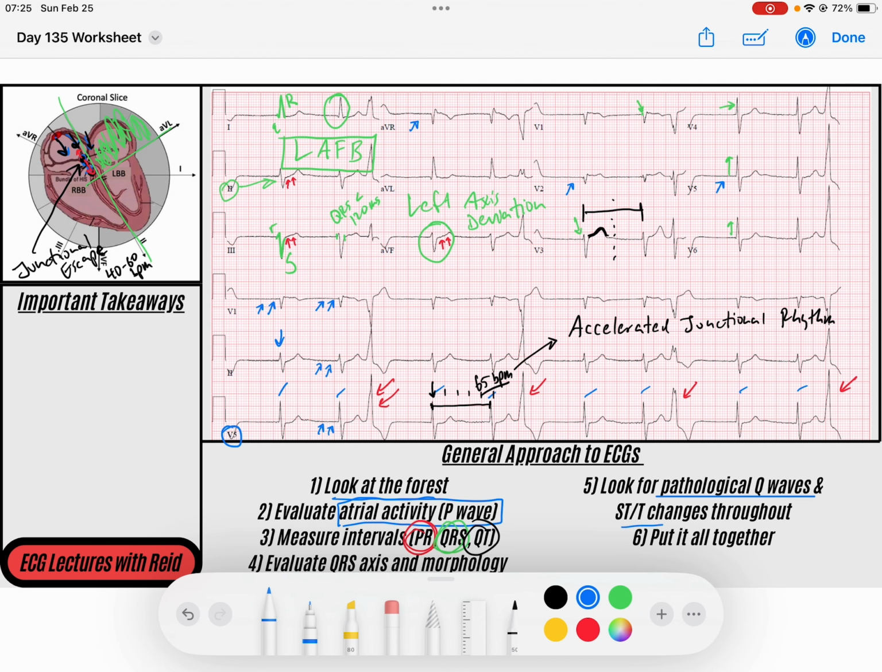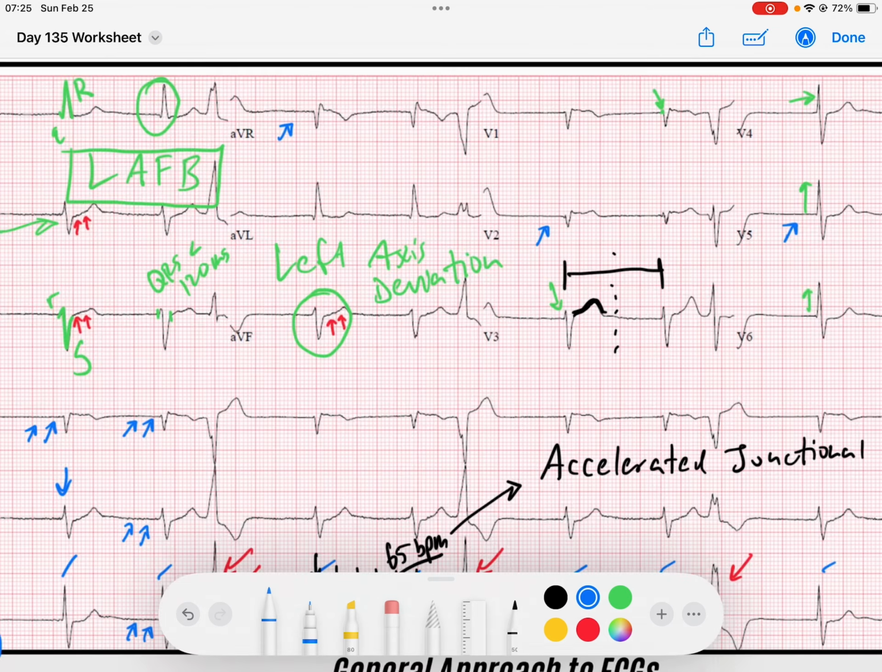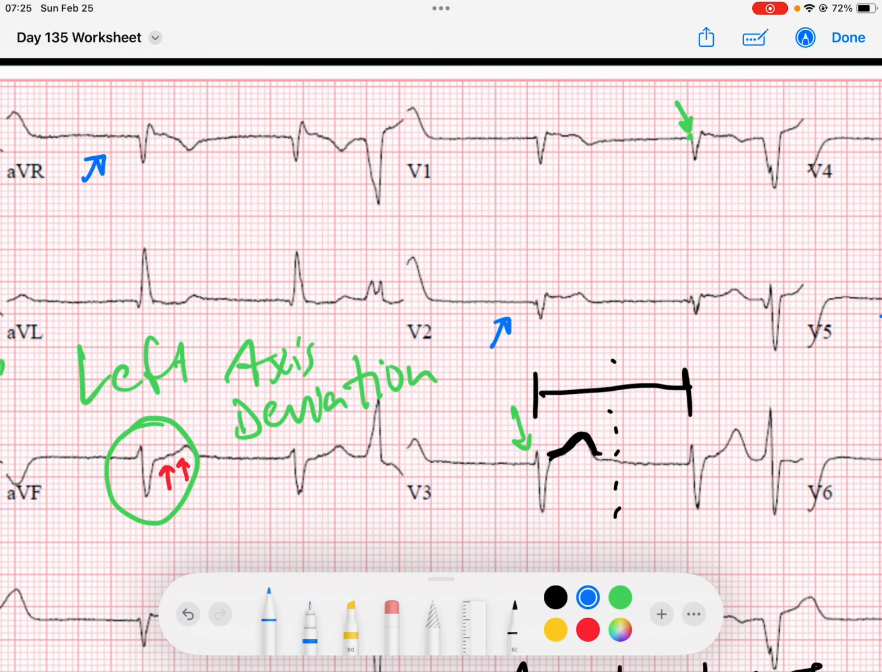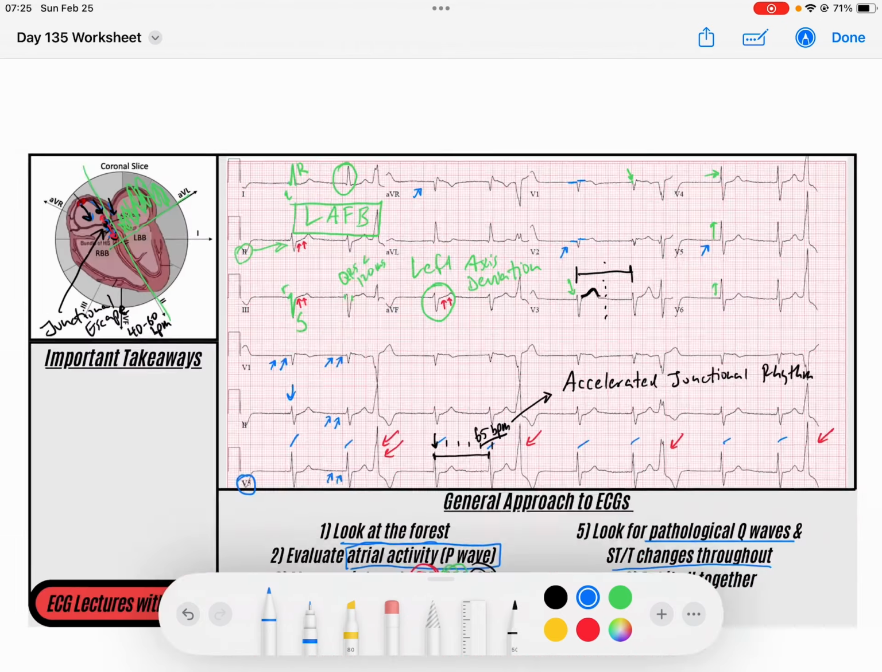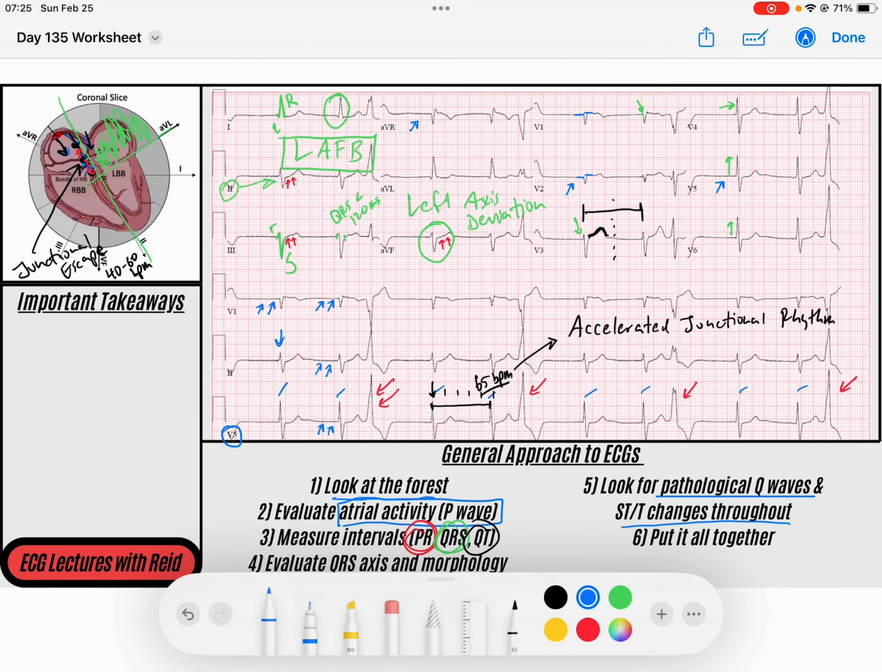And then I'm going to look for any ST or T wave changes, like ST elevations or depressions, or other T wave inversions. And you might say, well, is that ST elevation in V1? Well, if you look, it's so slight, maybe half a millimeter, that it's not enough to call anything that would be contiguous in any sense. So no ST or T wave changes that are really concerning here.